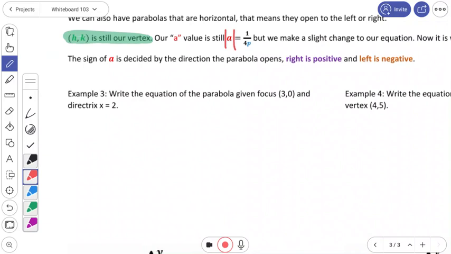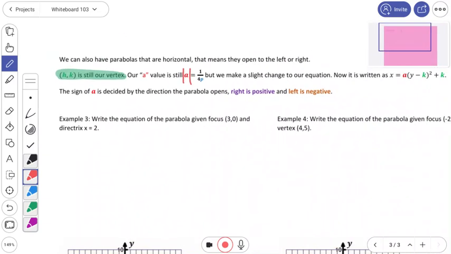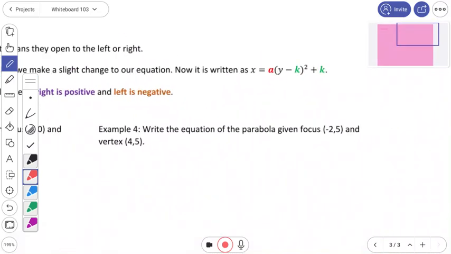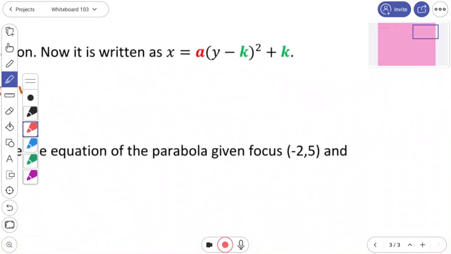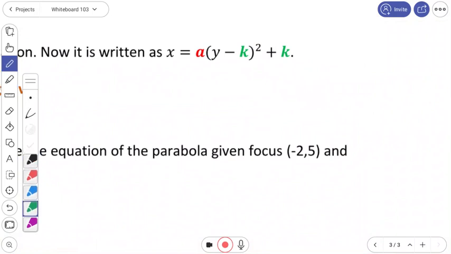The main difference in our equations is that we're going to say x equals a times (y minus k) squared plus h. Look, there's my next mistake. That should be an h. All right, so that's the equation that we're going to use. Hopefully you recognize that the x and the y values have changed places, and also the h and the k value have changed places. So when your parabola opens to the left or right, it's going to be an x equals equation.